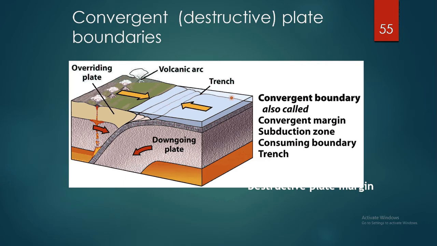So just a recap on some of the boundaries we talked about. This is our subducting boundary, and it is at the convergence. Convergent meaning coming together, and in this case we have oceanic and continental, so we have the subduction going on and the oceanic plates being subducted below the continental plate.